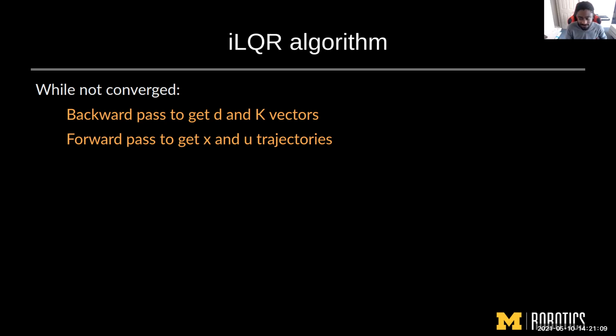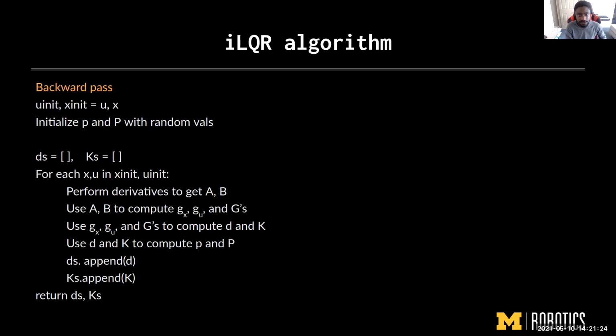There are lots of ways of specifying convergence. In the code, they use a specific process of specifying convergence, and we'll go into detail on that later on. But this is just a high-level overview of iterative LQR. So let's go into more detail on what the backward pass basically entails.